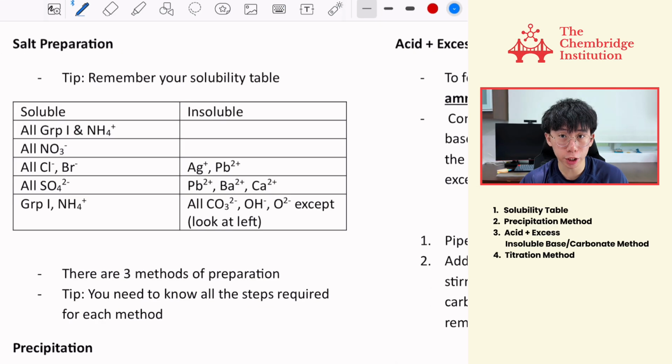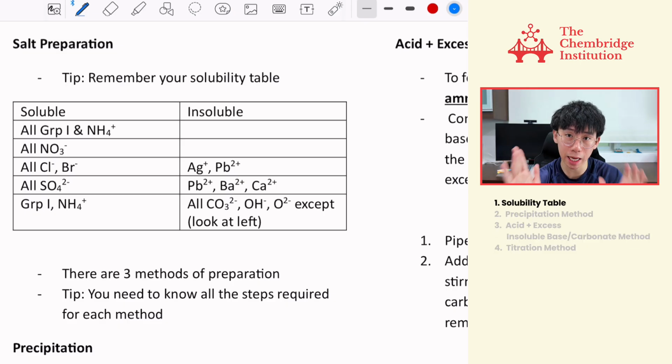So for salt preparation, a very key concept that you have to know is to remember your solubility table. If you don't know your solubility table, in other words, you don't know if the salt you're preparing is soluble or not, you wouldn't know what method you have to use to do salt preparation. So how do I remember my solubility table?